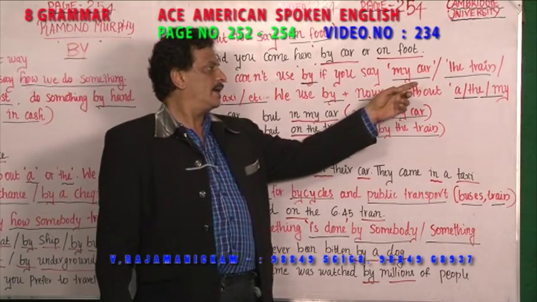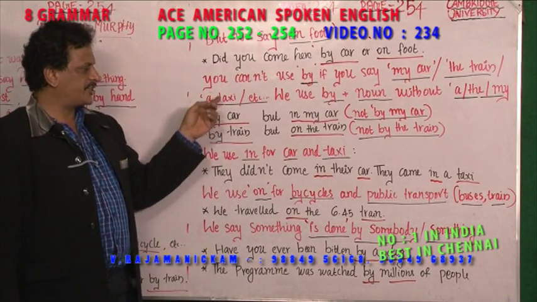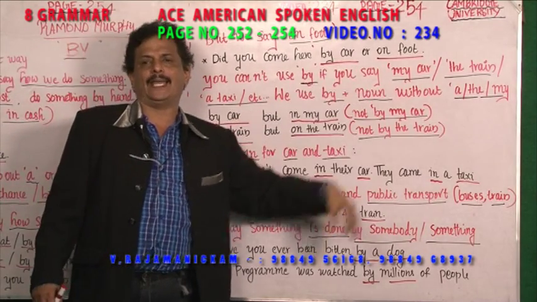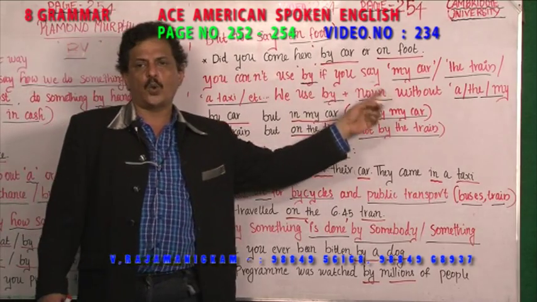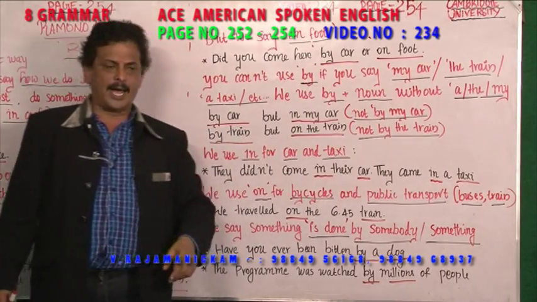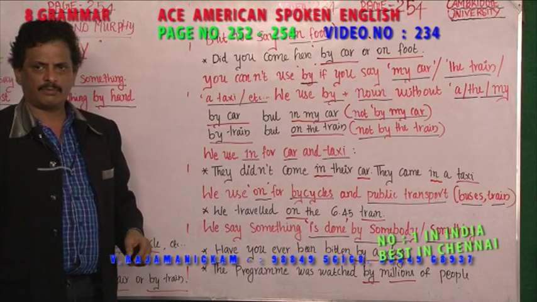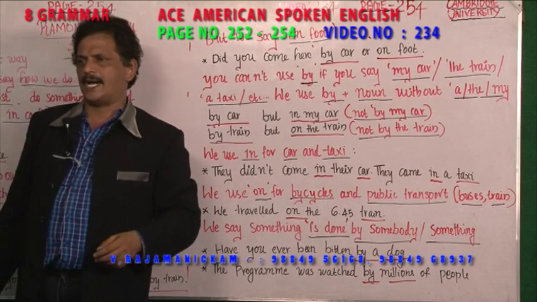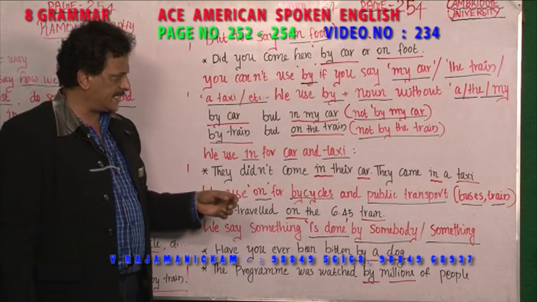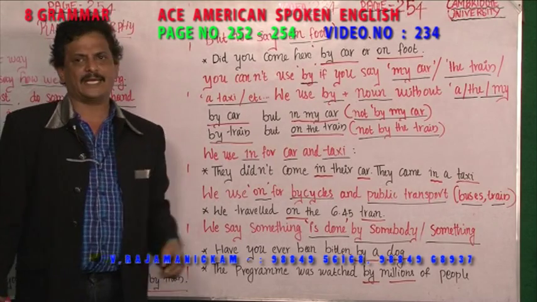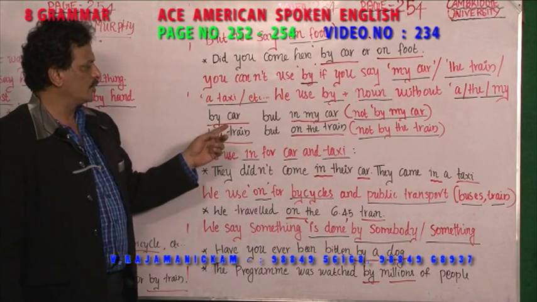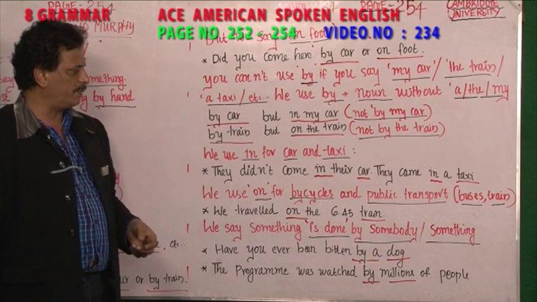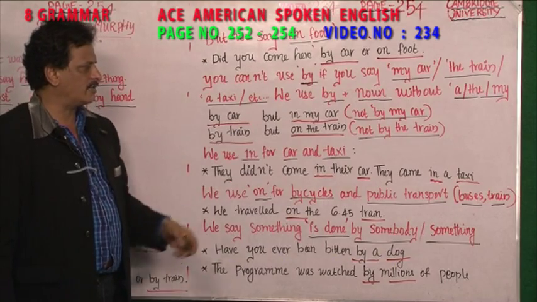See here, the train, a taxi. We use "by" plus noun without a, the, or my. See here, by car. But you don't say by my car. I came in my car. Is it correct? Yes. In my car, not by my car. By my car is not right. You say by car, in my car. You can say in my car, not by my car.